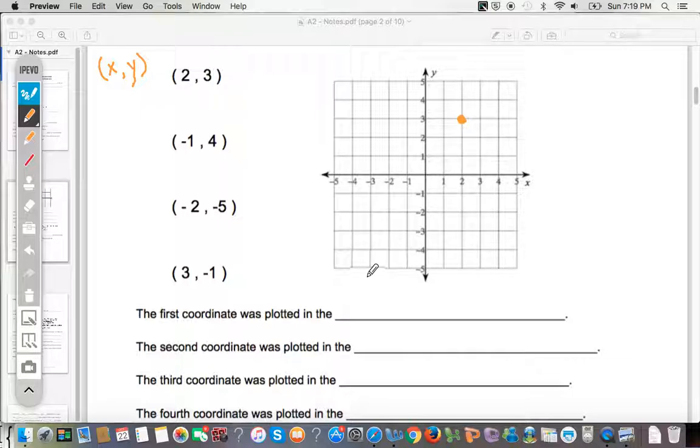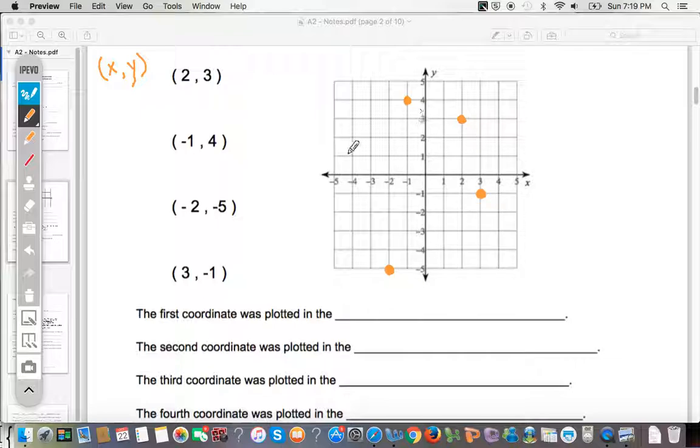I'll make a point. Okay, (-1, 4), so that means I'll go to negative 1 and I'll go up 4. (-2, -5), that means I'll go over 2 to the left and down 5. And my last one, (3, -1), I'll go over 3 and down 1. So always, always, always, we're either going left or right first, then up or down.